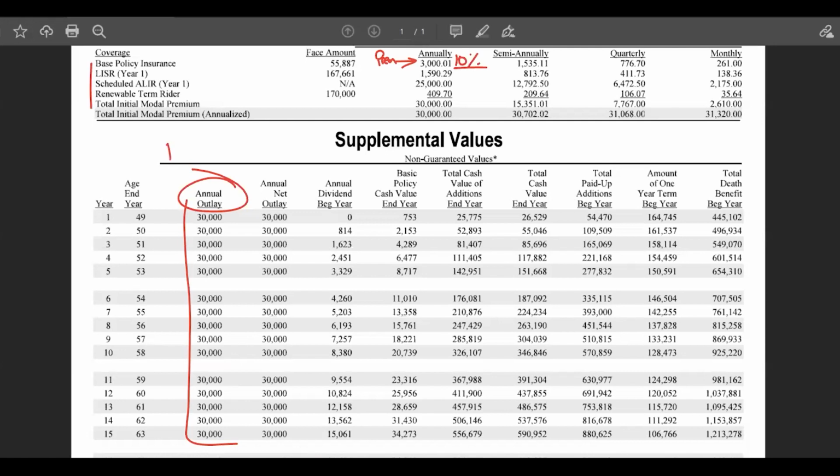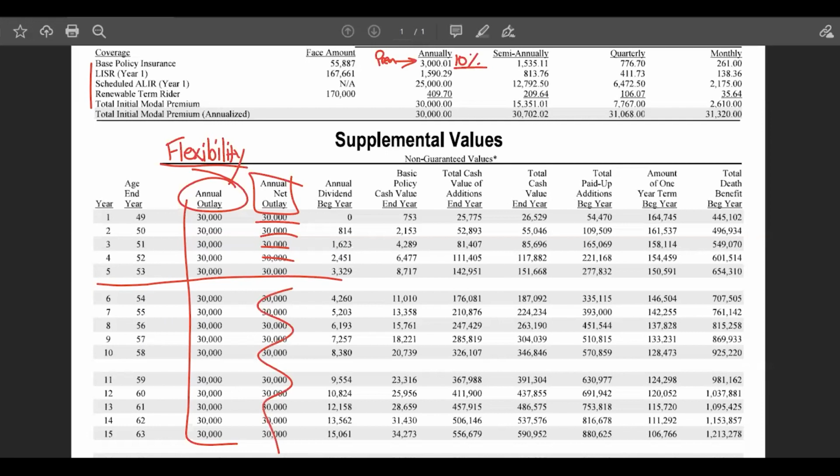Another thing we mentioned was the flexibility. Very important here. How flexible is this policy? He's funding $30K per year. Is this required, this $30K payment every single year? No, it is not. So we're going to look at the same policy, but stopping payments altogether after 5 years.